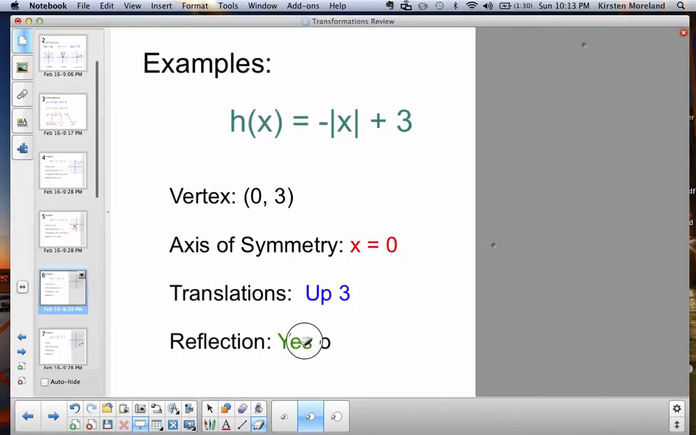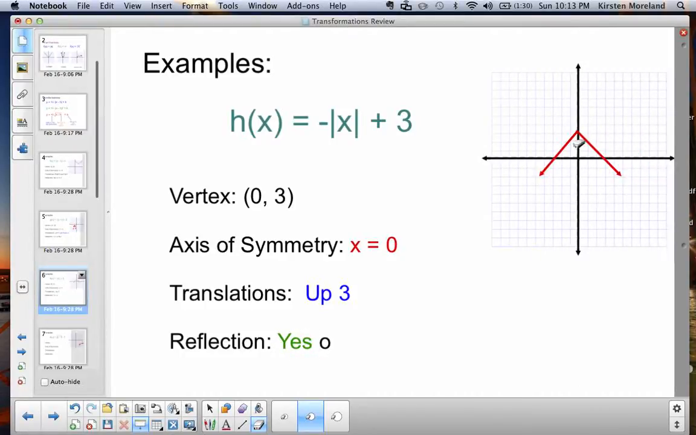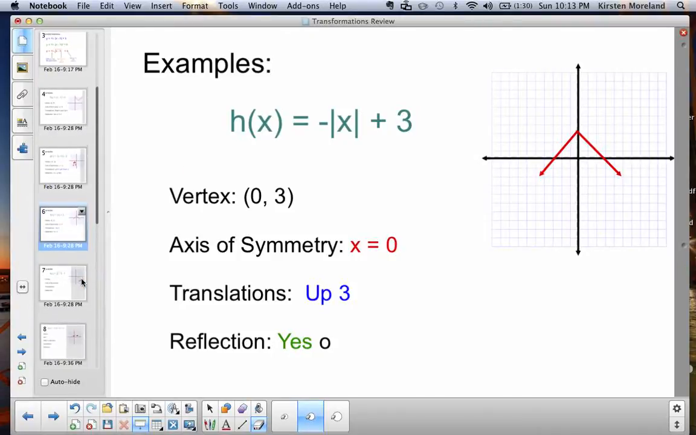And there is a reflection over the x-axis again. So to get this one, I go up 3 to my starting point, and then again down 1 over 1, down 1 over 1. I draw my V, and again it's upside down because of the reflection.